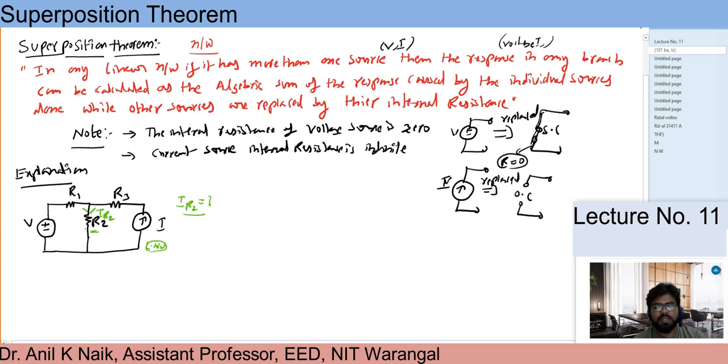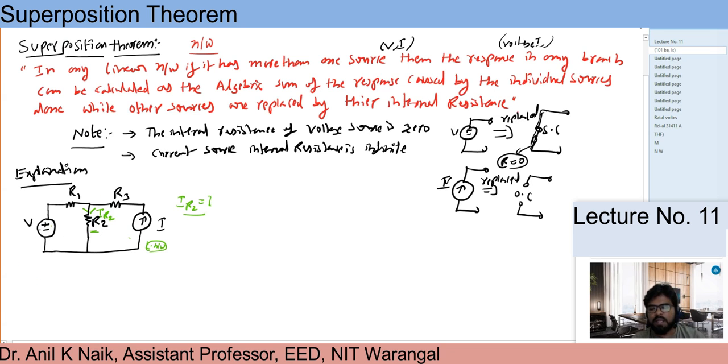I want to find the response in R2 caused by the individual sources. Suppose my voltage source is present and my current source is absent, then what is the current flowing through R2, plus my current source is present and my voltage source is absent, then what is the current flowing through R2. If you add those two responses, that is equal to the response obtained in R2 due to both the sources. That is the superposition theorem statement.